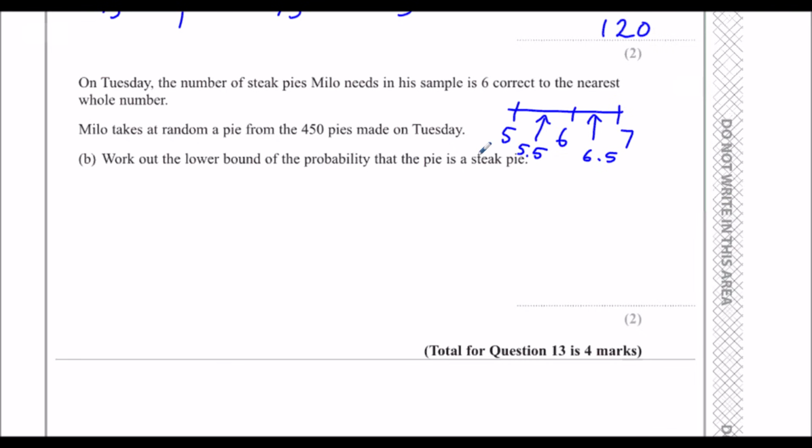So the lower bound is going to be using 5.5 out of 15. So 5.5 out of 15 pies, that's the lower bound. And I guess we want to double this, we don't want a decimal, so double the top, it's 11, double the bottom, 30. So the lower bound is 11/30ths. 11/30ths of the pies being steak is the lower bound.